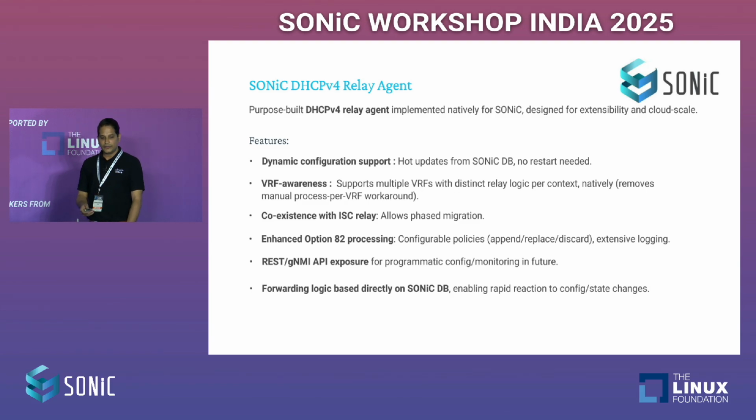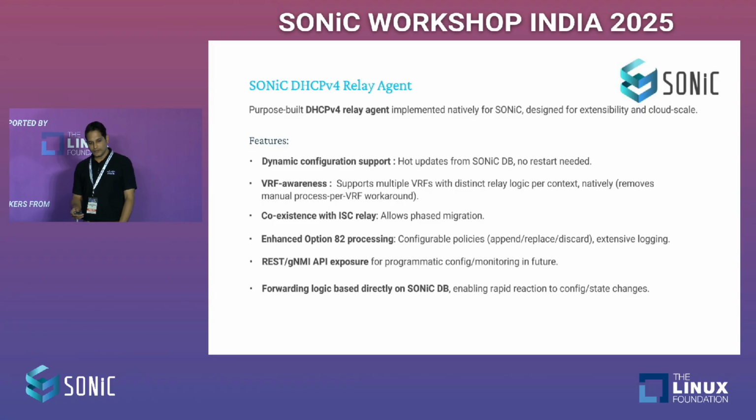And with VRF awareness: with ISC DHCP relay, as Rajesh was explaining, we have to spawn the DHCP relay process in that particular VRF context or NetNS. We don't have to do that now, because it's a single process and we also have control over the soft forwarding, so we can inject the packet into whichever VRF we want. If the server is reachable via a different VRF, we can inject the packet there, or vice versa for the client. That's easily taken care of in this new process.